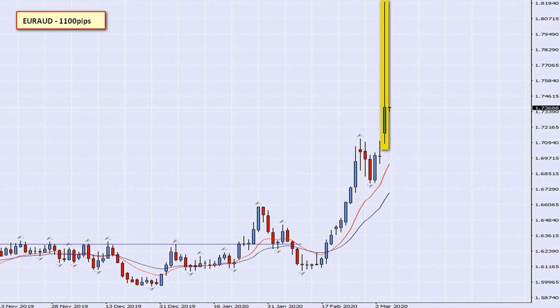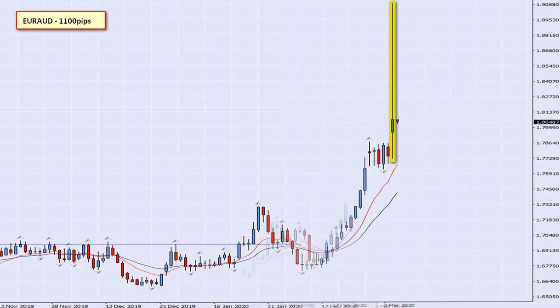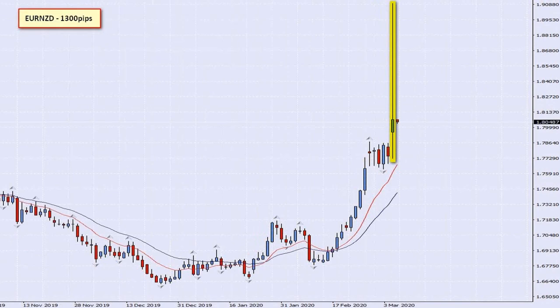Okay, so the volatility is extreme at the moment. We also saw this one looks very similar. This is the Euro New Zealand. This is a 1,300 pip swing for the day. I know that there's a lot of people yesterday who were stopped out on their accounts.